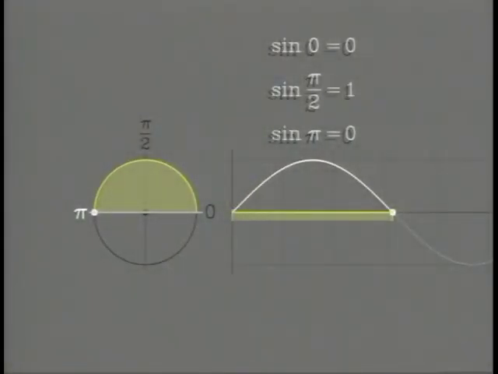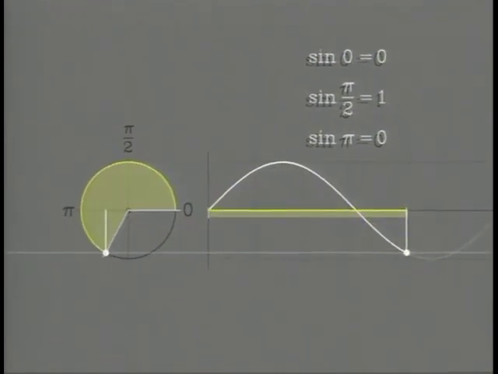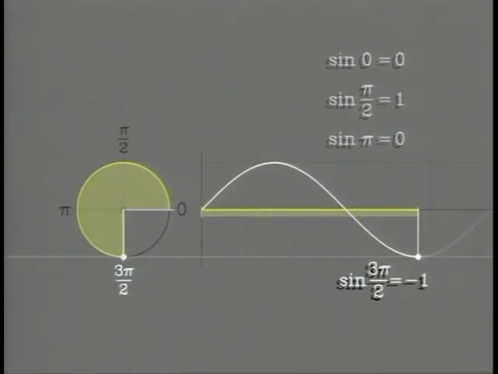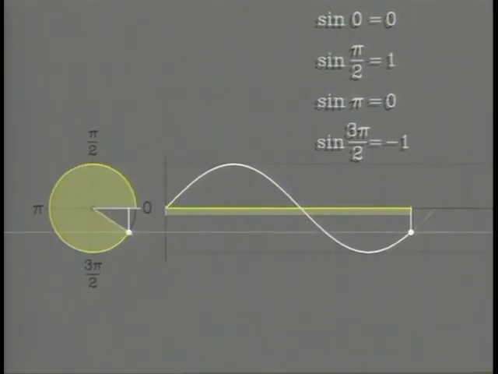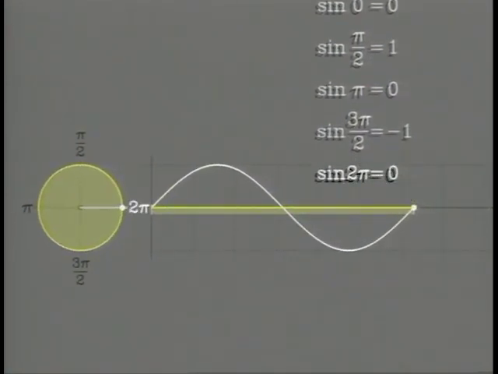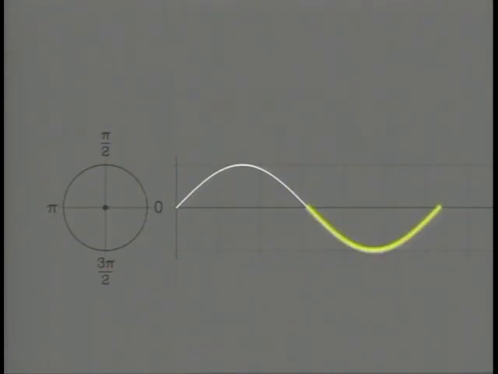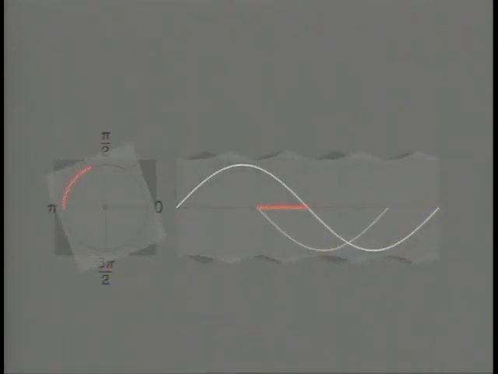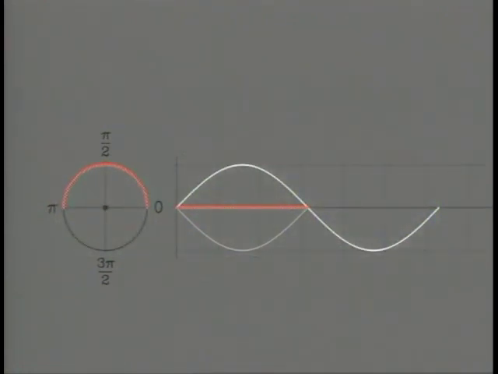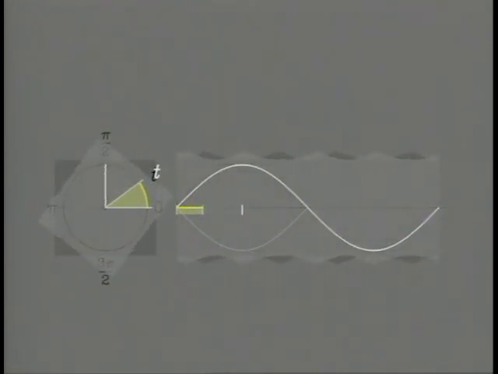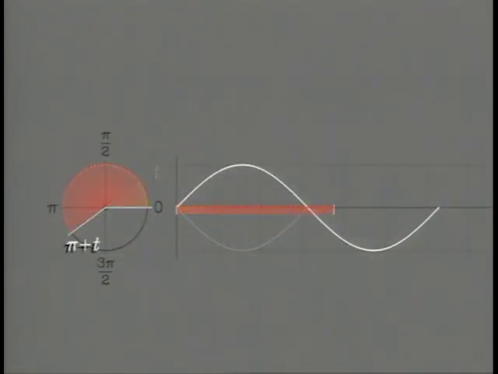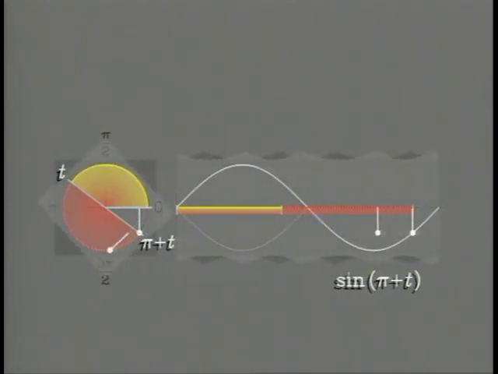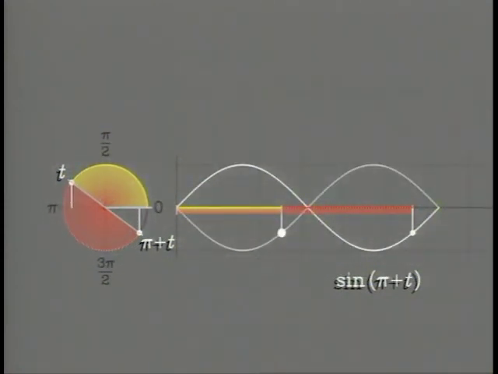Let's continue examining the sine curve. As the angle increases from pi to 3/2 pi, the sine is negative, and it stays negative until the angle reaches 2 pi. Look at its graph from pi to 2 pi. If you slide it back pi radians, it's just the first arch flipped over. And here's why. If this is t, this is pi plus t. The sine of pi plus t is the negative of sine t.